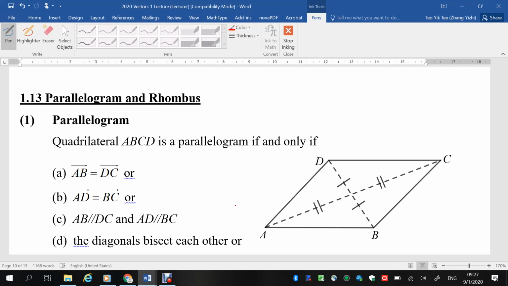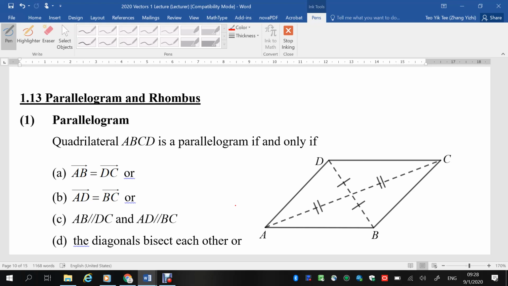What are the properties of a parallelogram? What are the properties of a square? What are the properties of a rectangle? Can you still remember what makes a shape a parallelogram? If you cannot remember, I listed out the 4 conditions, A, B, C, D, that make a shape a parallelogram.